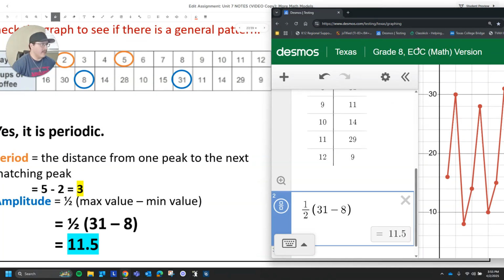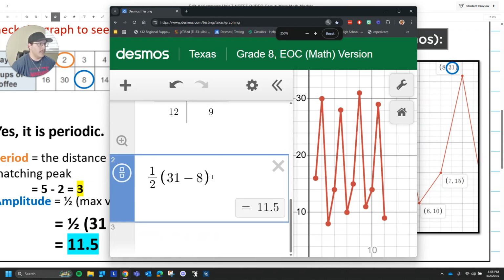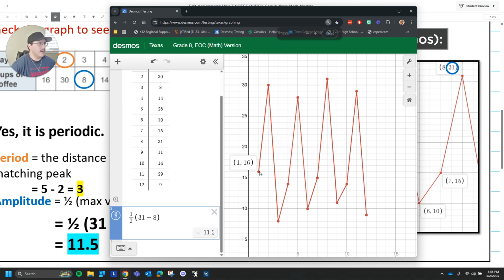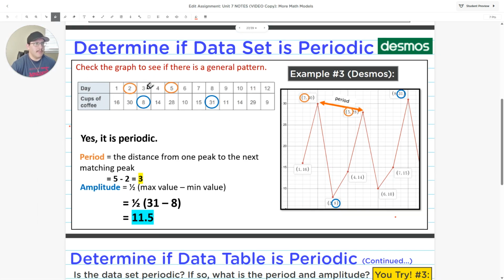So again, on Desmos, whoops, let me zoom out a little bit. So if we had all these available, from one peak to the next, 5 minus 2 is 3. And then if you look for the highest and lowest, here's the highest, and then here's the lowest. 31 minus 8, take half of that, and you get 11.5 using your calculators. That's how you can use Desmos instead of doing all that by hand. Whichever way is easier for you, you decide.